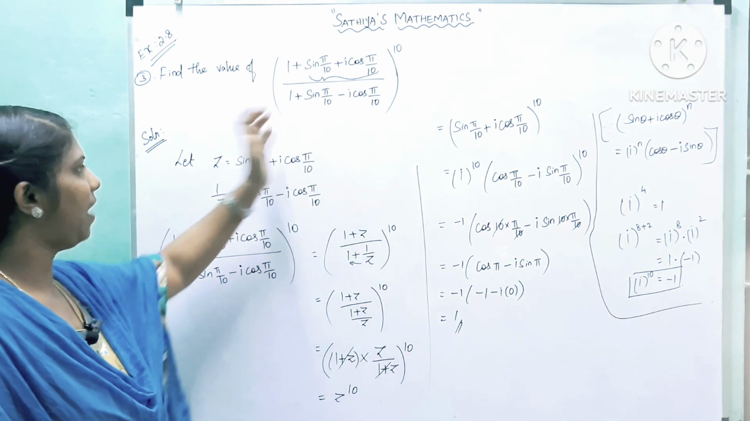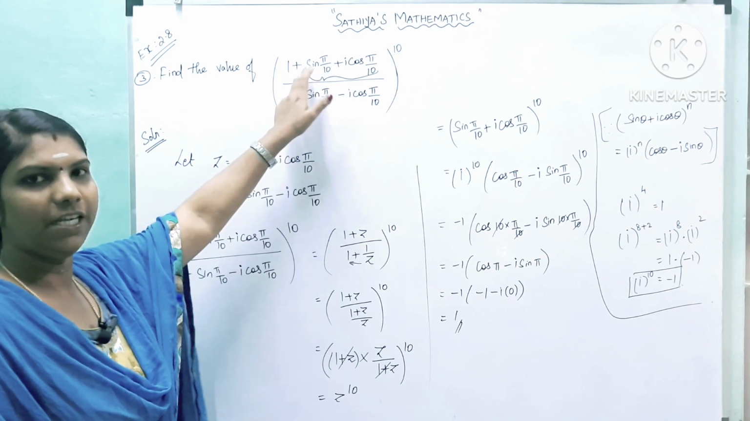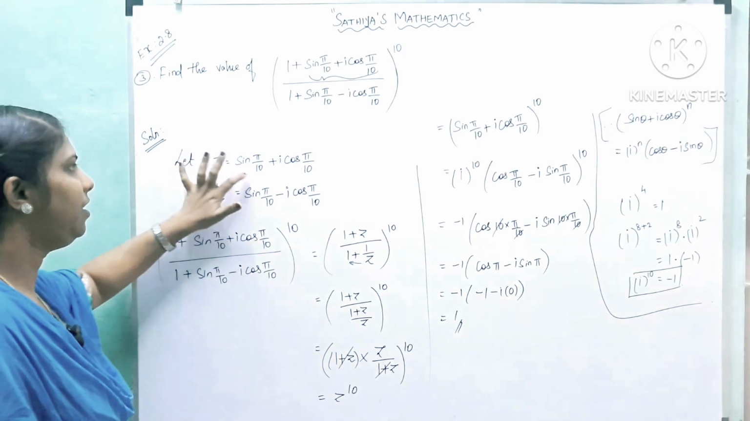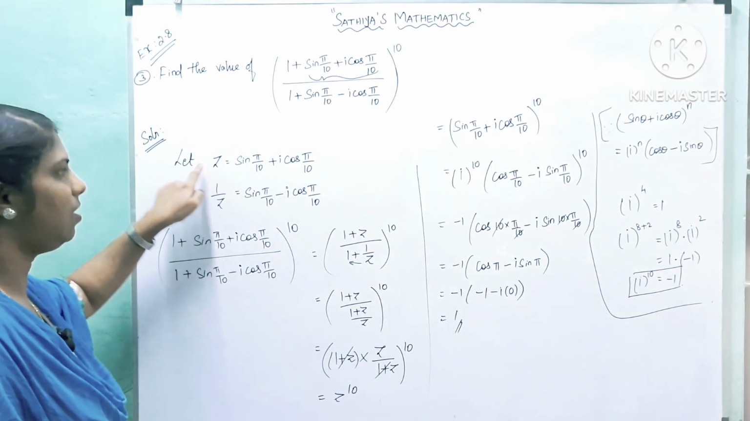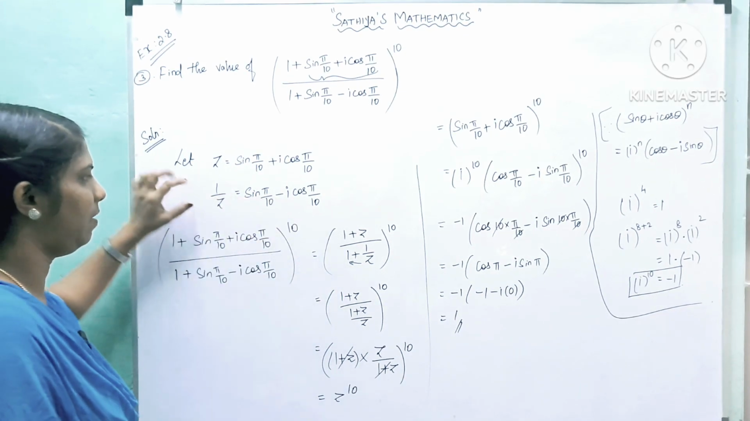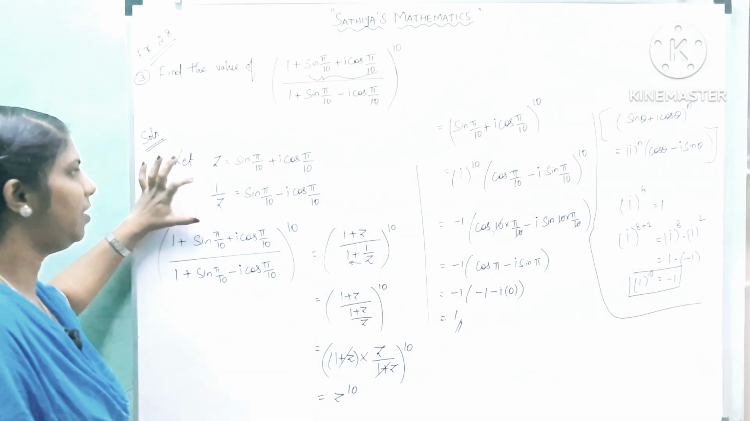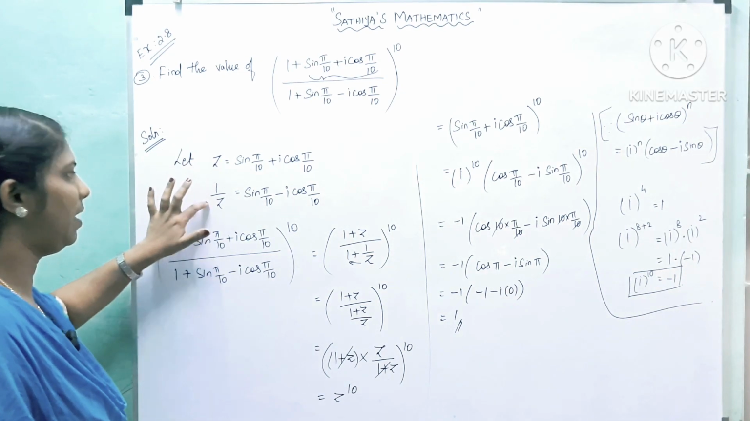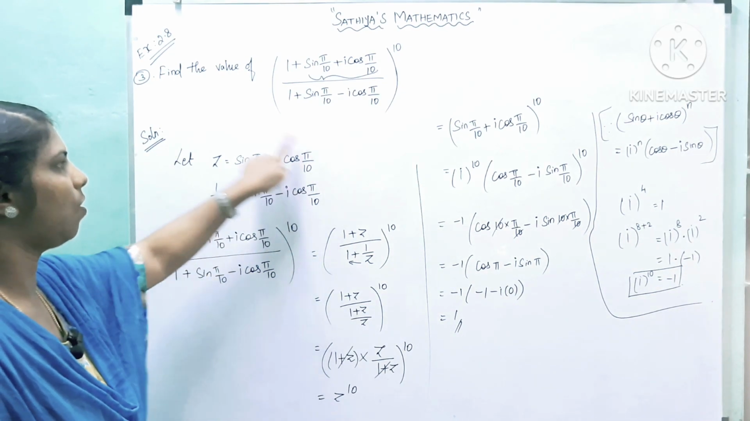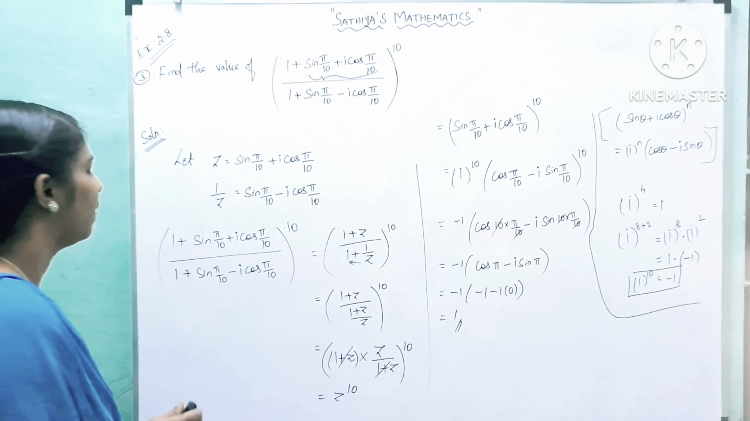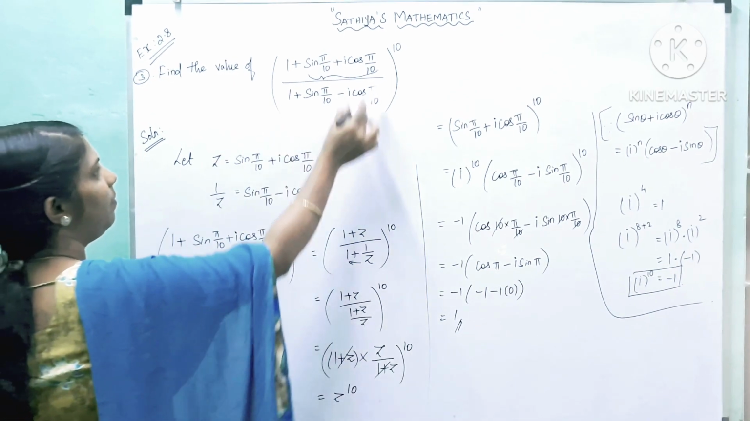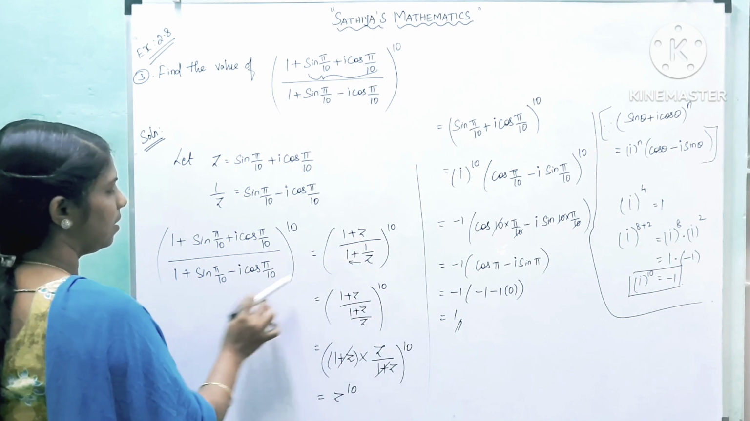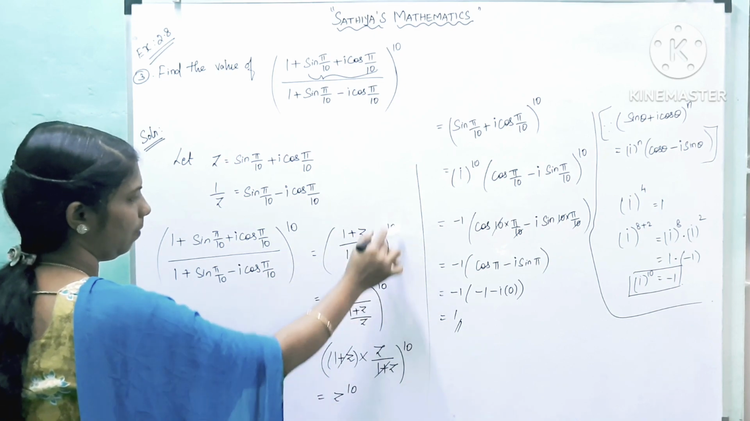To find the value of the given complex number, first we are considering sin theta plus I cos theta as a complex number z. If sin theta plus I cos theta is z, then sin theta minus I cos theta will be equal to 1 by z. This is because if the modulus of a complex number is 1, the reciprocal will be equal to the conjugate of this complex number. So how do we rewrite the given term? 1 plus z by 1 plus 1 by z, the whole power 10.